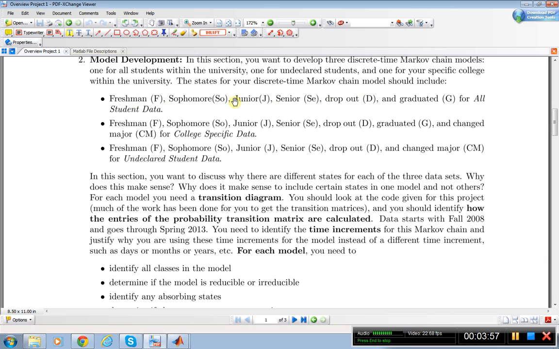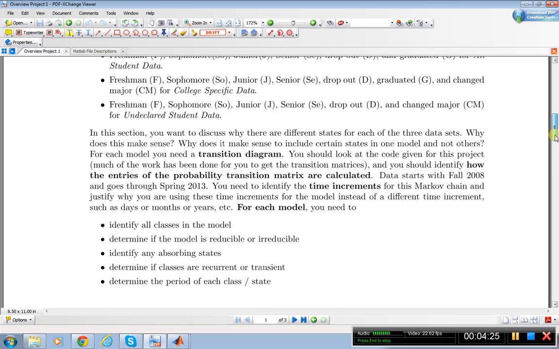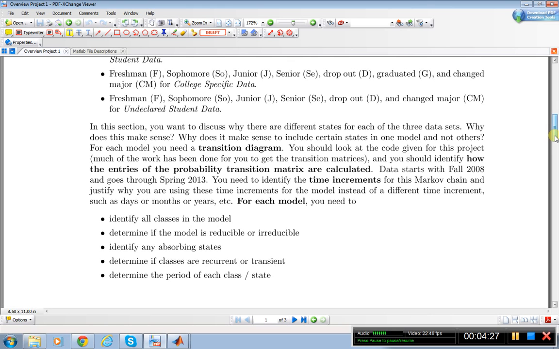So for all data, I expect that you're going to have the different states: freshman, sophomore, junior, senior, dropout, and graduated. Those are the states that you should consider for all student data. For college-specific data, I want you to have the states: freshman, sophomore, junior, senior, dropout, graduated, and changed major. And for the undeclared students, I want you to have freshman, sophomore, junior, senior, dropout, and changed major. So these are the states that you're going to look at for these different Markov chains. Each one of these is different because they have different state variables that you're going to be dealing with.